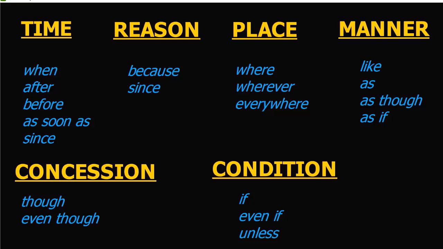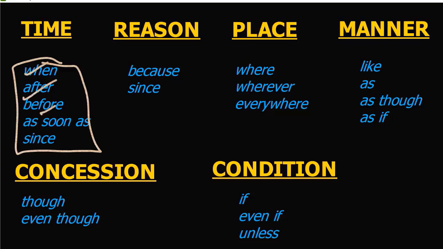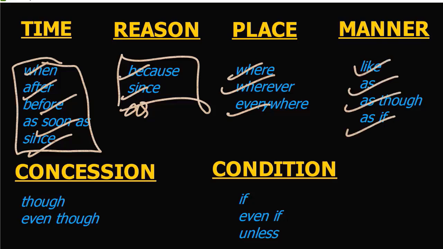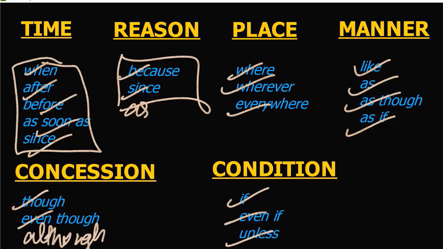If you want to modify the main verb in terms of its time, you want to talk about the time of the action, you'll start your adverb clause with these conjunctions: when, after, before, as soon as, since. If you want it to work as a reason, you're going to start it with because, since, or as. Place: where, wherever, everywhere. Manner, to talk about in what manner something happens: it's going to start with like, as though, as if. Concession: though, even though, although. Condition: if, even if, unless.